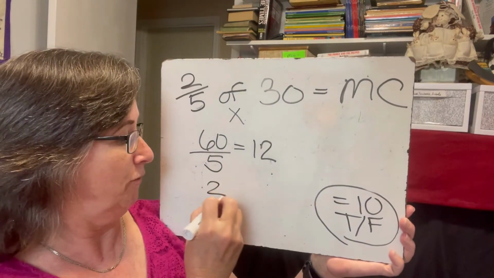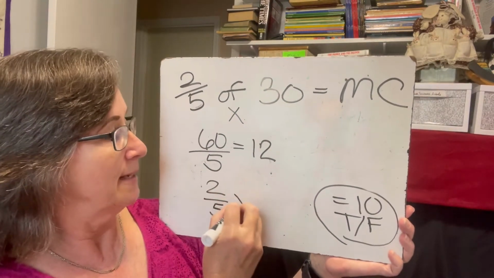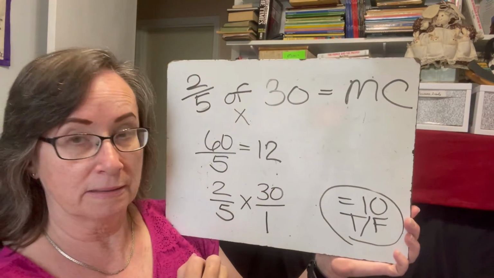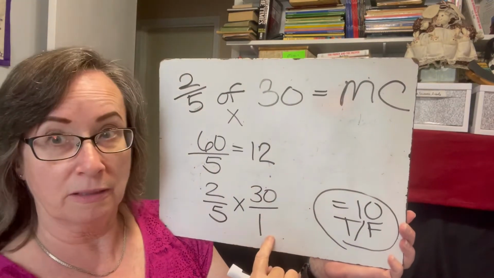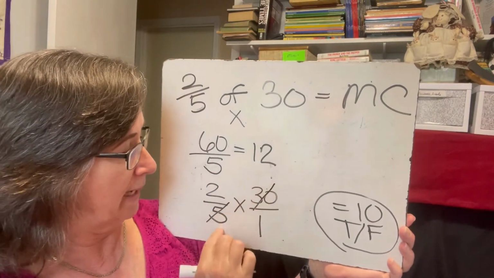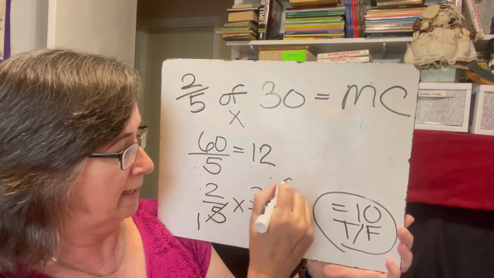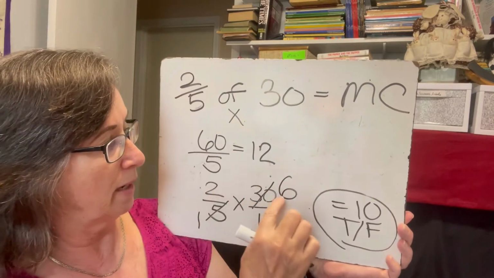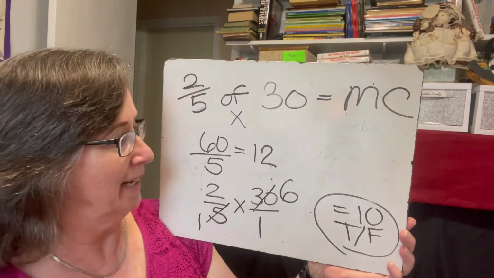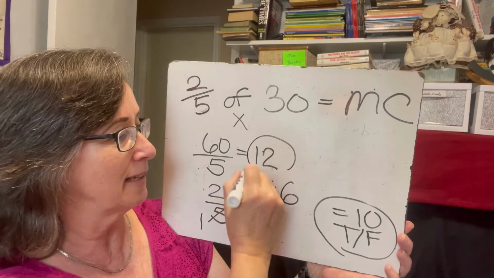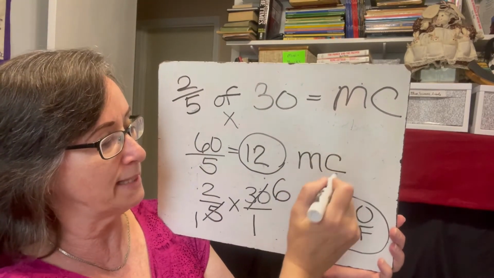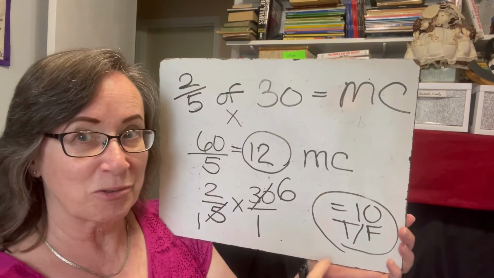We could have said 2/5 times 30 over 1, turning the 30 into a fraction. And then we could have said, well, 5 goes into both of those, 1 and 6 times. 2 times 6 is 12. 1 times 1 is 1. And 12 over 1 is 12. So we had 12 multiple choice and 10 true false.